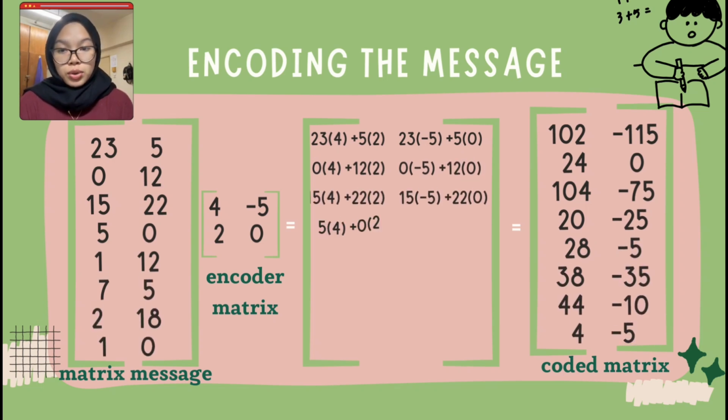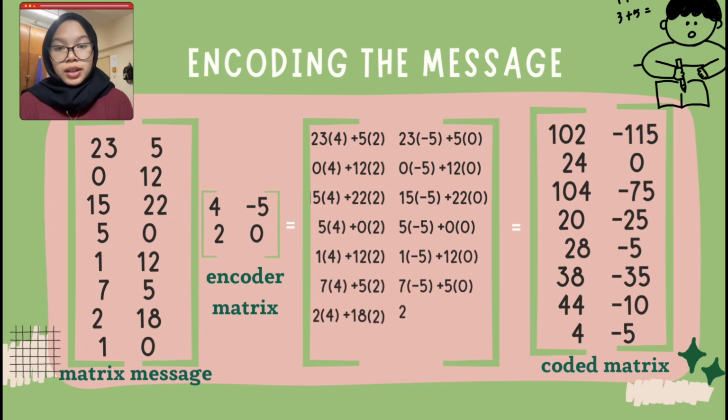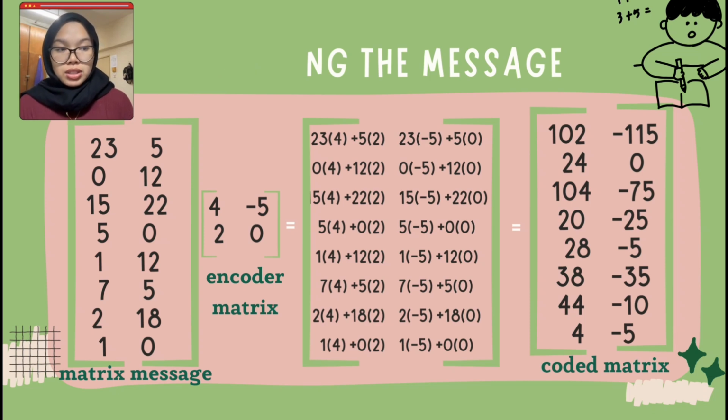So this will give the sequence 23, 5, 0, 12, 15, 5, 32, 5, 0, 0, 1, 12, 7, 5, 18, and 1. So the message matrix is an 8 by 2 matrix because the encoder matrix is 2 by 2. To encode, we will multiply each 2 by 2 column of the matrix by the encoder matrix. So basically, the encoded matrix equals matrix E multiplied by the message matrix.